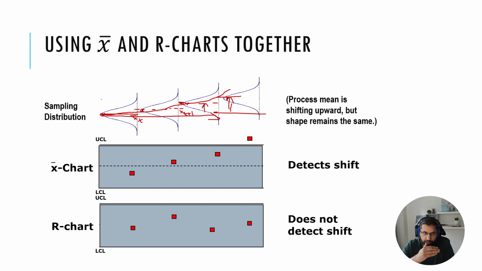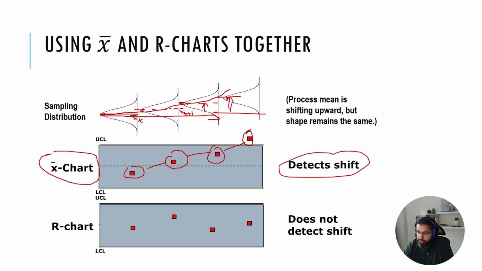Okay, so when you have a process that's drifting away in terms of the average output it produces, this is what the X bar chart will show. It will show an increase in your points until the points go out of the control limits. So it detects the shift or the drift of the process.